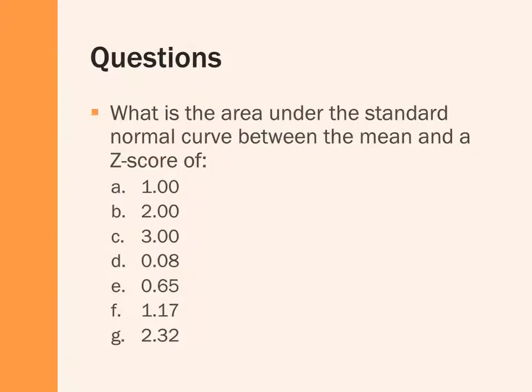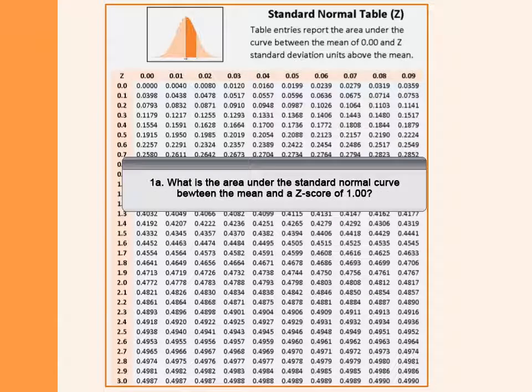To demonstrate how to use the standard normal curve to find the area, we will work through several types of problems. The first set will ask us to find the area under the standard normal curve between the mean of 0 and a positive z-score value. The first question in this set asks us to find the area under the standard normal curve between the mean and a z-score of 1.